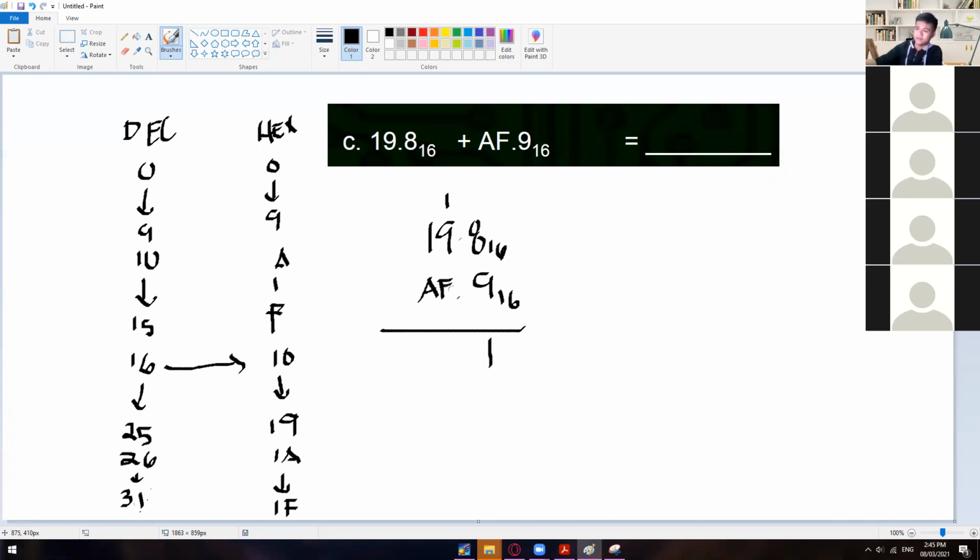10 plus F is 25, wherein 25 right here is 19. So carry 1, bring down 9. And then A is 10, plus 1 is 11. So 11 right here is A, B, C. So C9, that one. So were you guys able to follow this one?